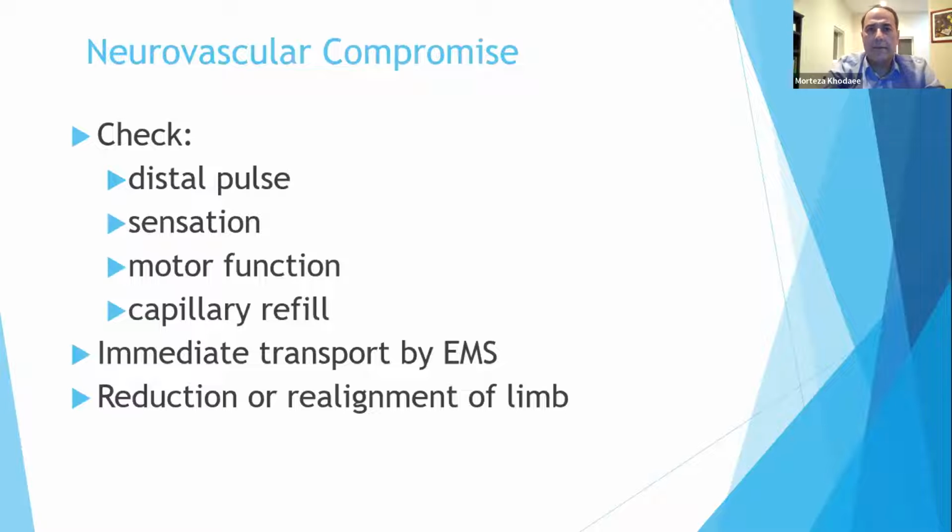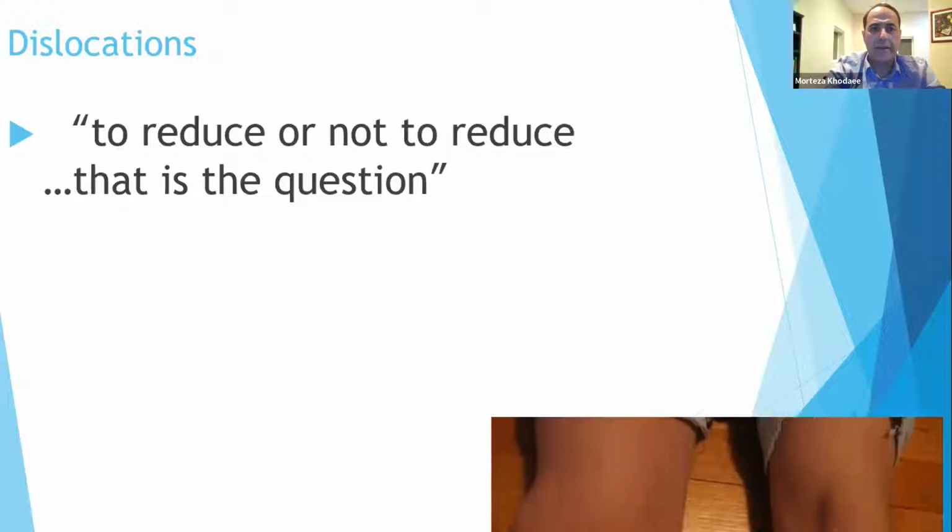Again, we talked about neurovascular compromise. You check for distal pulses, sensation, motor function, cap refill, and these patients need to be transported as soon as possible. You cannot wait for this. It should be treated as a limb-threatening condition, and if you can again reduce it or realign the limb with gentle maneuvers, I think you should try that.